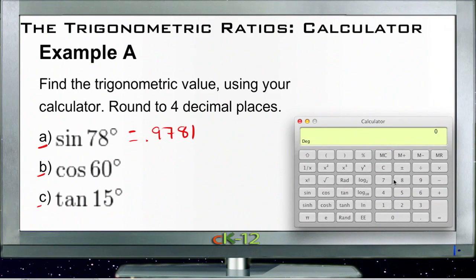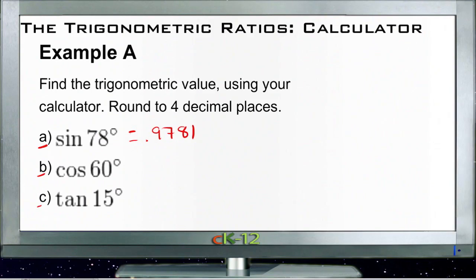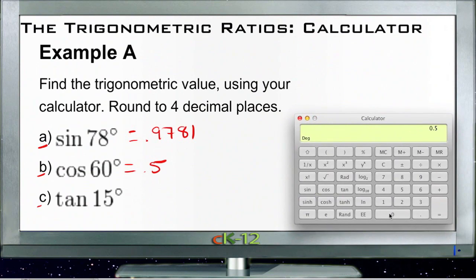Then our cosine of 60 degrees, we're going to clear this. Where's my clear button? There it is. 60 cosine, 0.5. That one's pretty easy. Equals 0.5. And then tangent, 15. So clear, 15 and tangent.